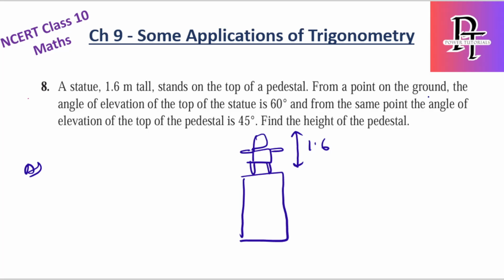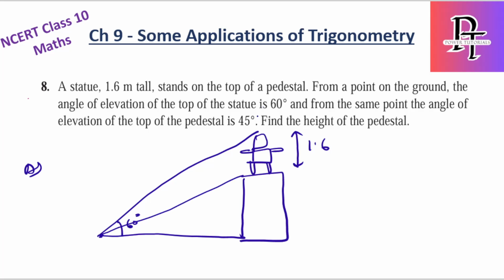Okay, from a point on the ground, the angle of elevation to the top of the statue is 60. So let's suppose this is the point on the ground. The angle of elevation to the top of the statue is 60. And from the same point, the angle of elevation to the top of the pedestal is 45. So this is 45. Find the height of the pedestal. They are asking to find this height.